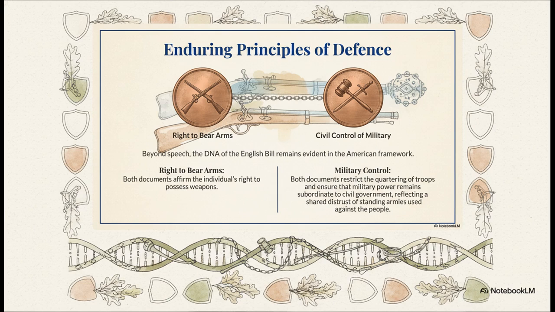Now, some of the other rights, you can see the family resemblance much more clearly. Things like the right to bear arms, or making sure the military answers to civilians, not the other way around, those were carried over almost directly. It just goes to show that deep, shared fear of a government with too much power. The DNA, like I said, is undeniable.